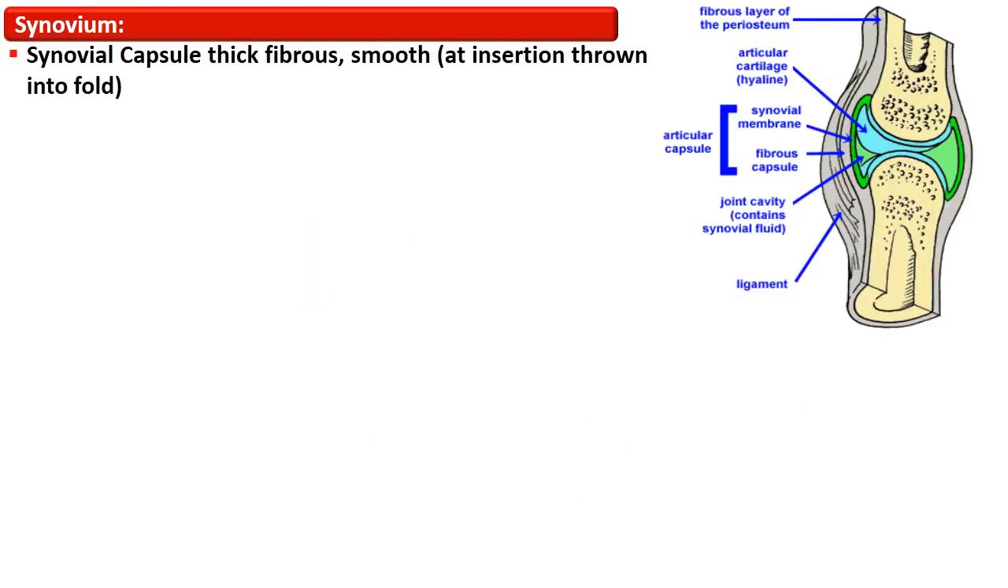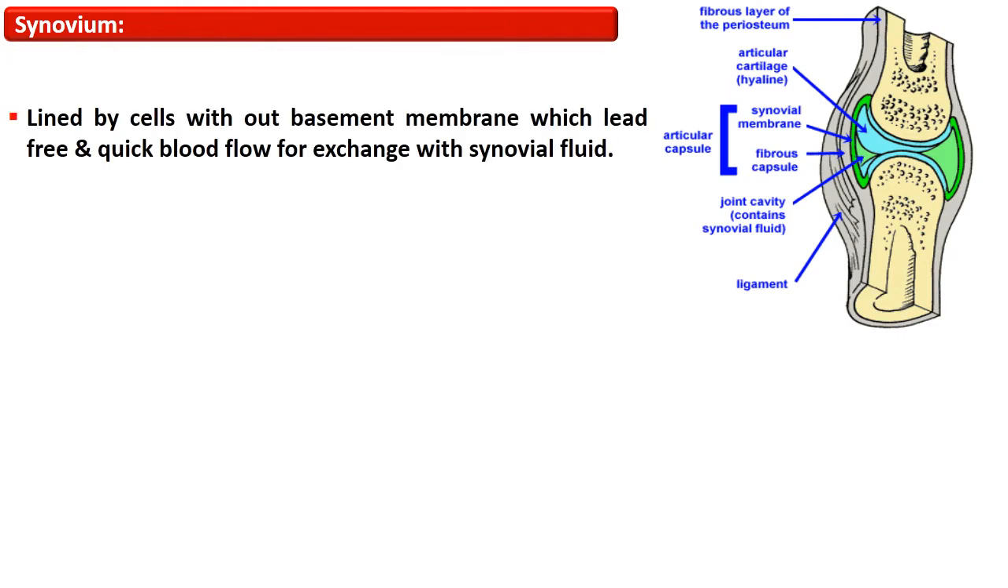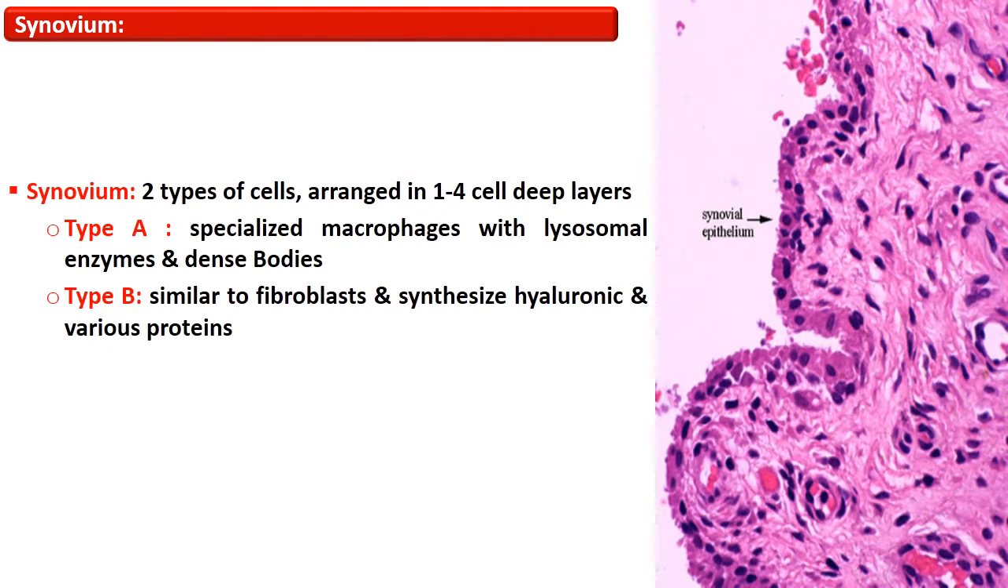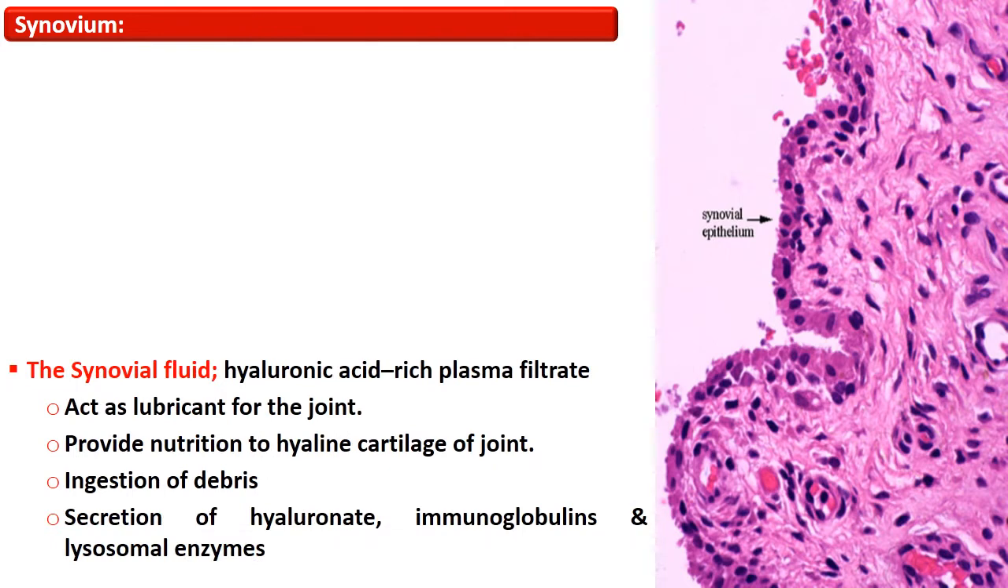The synovial capsule is thick, fibrous and smooth, but it is thrown into many folds at the site of its insertion. It is lined by cells without any basement membrane, and this lack of basement membrane allows easy permeability of nutrients. Under these sinusoids, the tissue is loose areolar, and there are two types of cells in this synovial lining, which is a 1 to 4 cell deep layer: type A and type B. Type A are specialized macrophages with lysosomal enzymes and dense bodies, while type B are fibroblast-like cells and they synthesize hyaluronic acid. The synovial fluid provides lubrication and nutrition, and they also ingest debris, and they secrete hyaluronic acid, immunoglobulin and lysosomal enzymes in that environment.